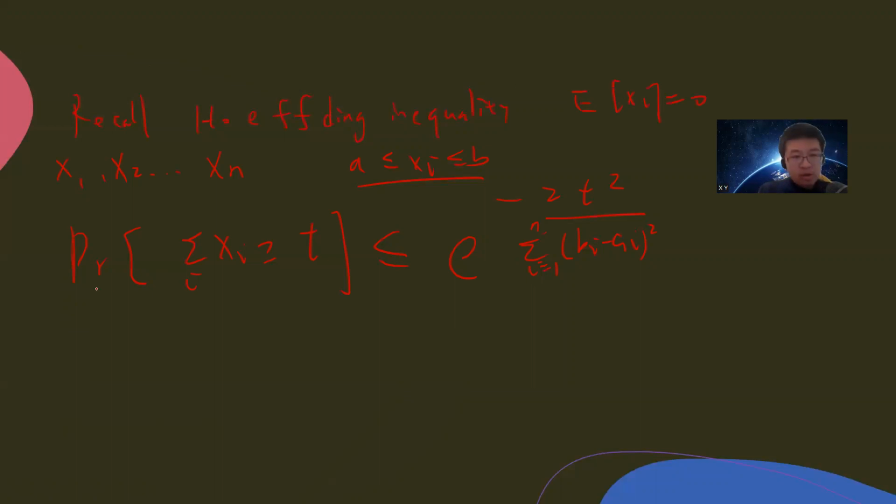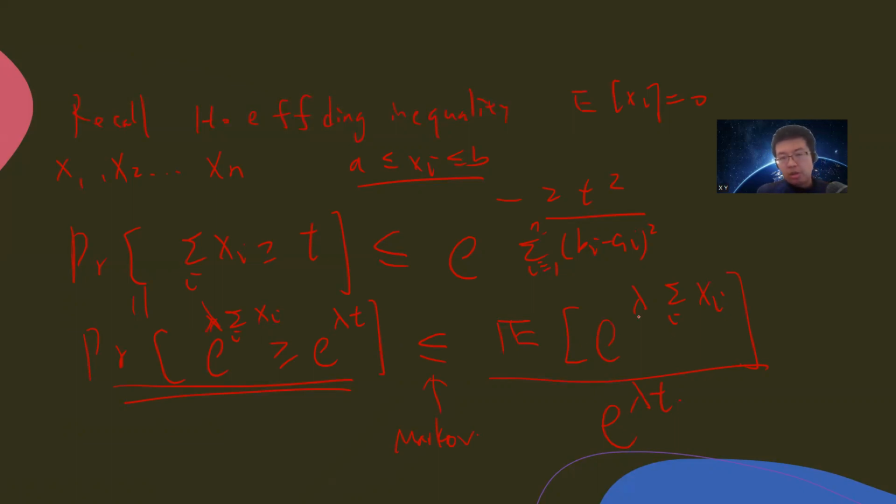So the proving idea is that you write this as the probability of the exponential of lambda times the summation being greater than or equal to exponential lambda t. This is the Chernoff bound idea. Once you have this, you can use Markov's inequality, so you get the expectation value of the exponential of lambda times the sum of the x_i, divided by exponential lambda t.